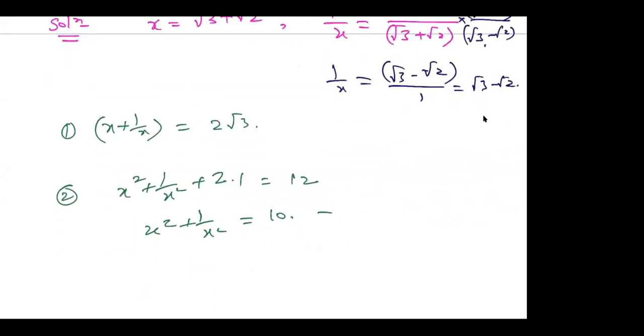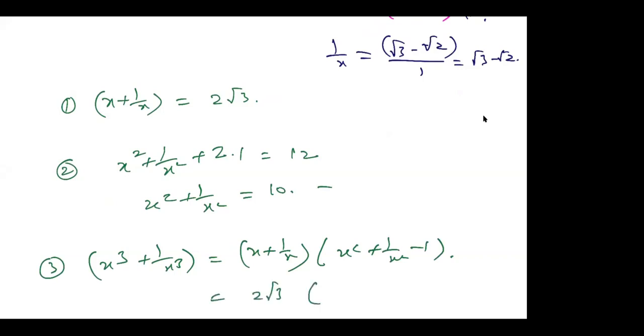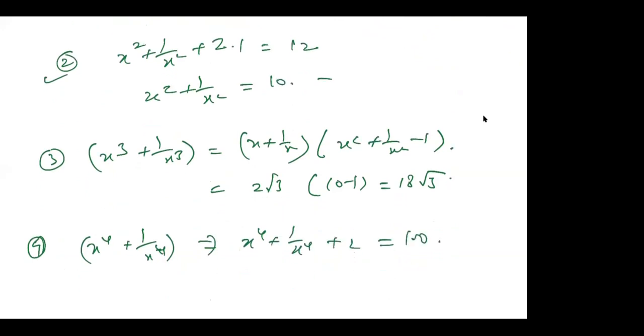Third, x cube plus 1 by x cube is x plus 1 by x times x square plus 1 by x square minus 1, by the formula. x plus 1 by x is 2 root 3, and x square plus 1 by x square is 10 minus 1, so the answer is 18 root 3. And the fourth one, x to the power 4 plus 1 by x to the power 4: squaring the second one, x to the power 4 plus 1 by x to the power 4 plus 2 is equal to 100. 100 minus 2, so x to the power 4 plus 1 by x to the power 4 is 98.